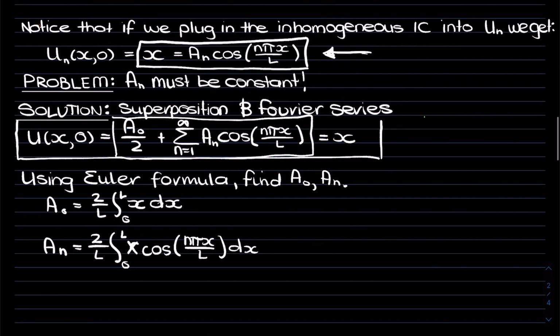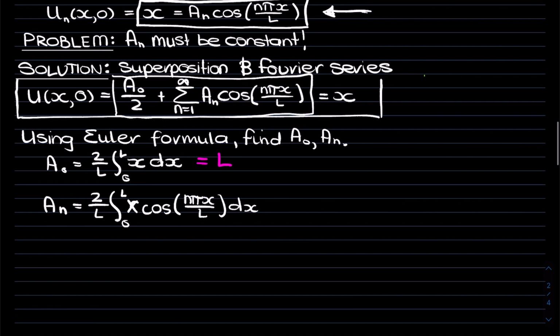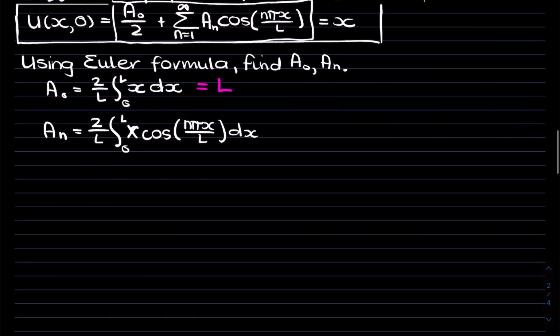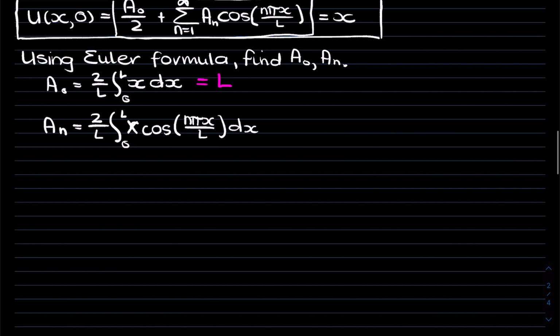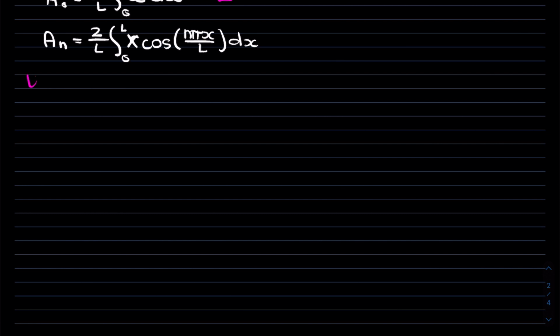So all we need to do now is compute these two integrals in order to find a naught and a of n. And then we'll just plug them back into our solution and we'll get the specific solution. In this case, you can work these out for yourself, but you can see pretty easily that the first just equals L. For a of n it takes a little bit more working, so I'll do that down here, using integration by parts.